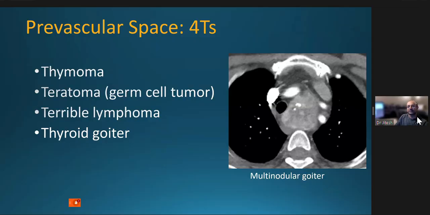All the time we talk about these 4 T's of the prevascular mediastinum, which consists of thymoma, teratoma, terrible lymphoma, and thyroid goiter. But it is important to remember that based on the newer classifications, which is based on CT, thyroid goiter often extends to the visceral space. So this is an example of a multinodular goiter. We can see this is extending to the visceral space, which is next to the trachea and behind the vessels, behind the pericardium. So it is important to remember this is not only confined to the prevascular mediastinum, it can extend to the visceral space also.